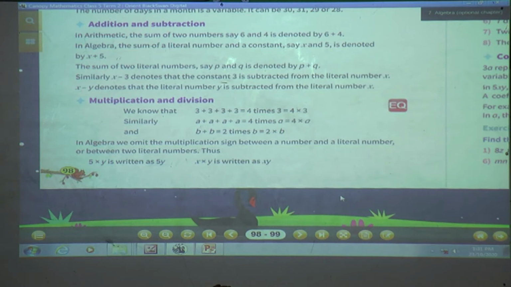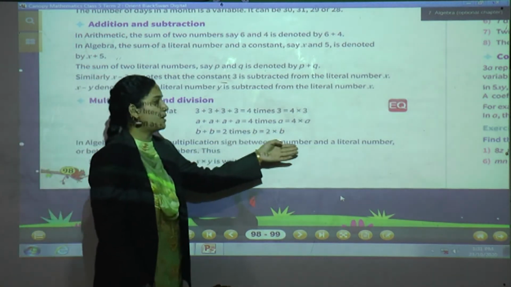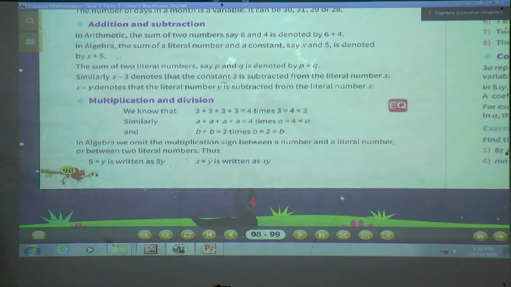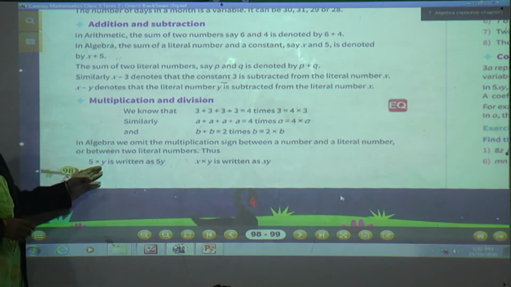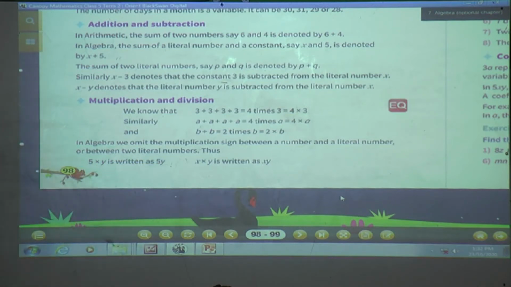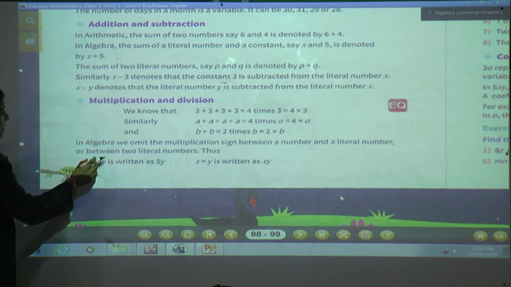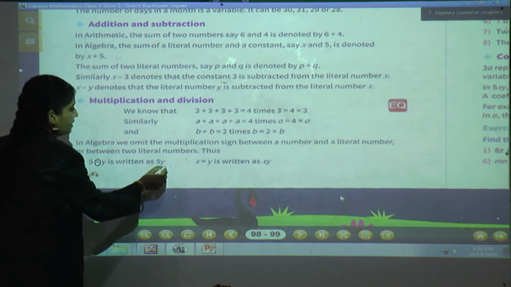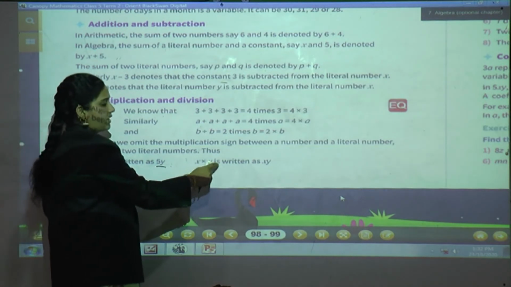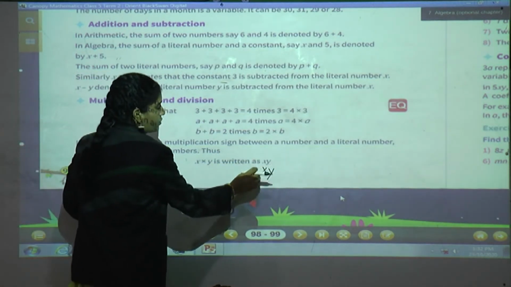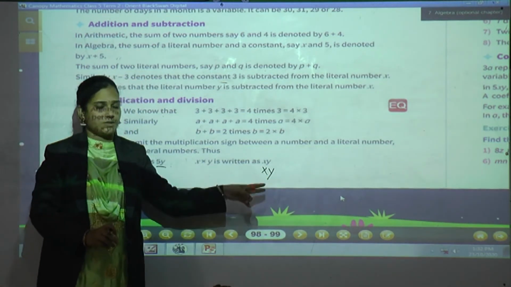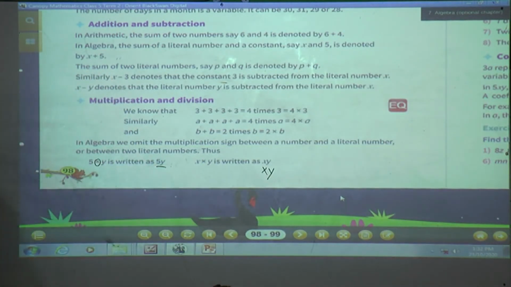In algebra, we omit the multiplication sign between a number and a literal number, or between two literal numbers. Thus, we can leave it out. 5 multiplied by y is written as 5y. x multiplied by y is written as xy. I have not given a multiplication sign here, but there is a multiplication in between the two letters. Okay, all of you understood now what is meant by algebra and the rules of algebra?